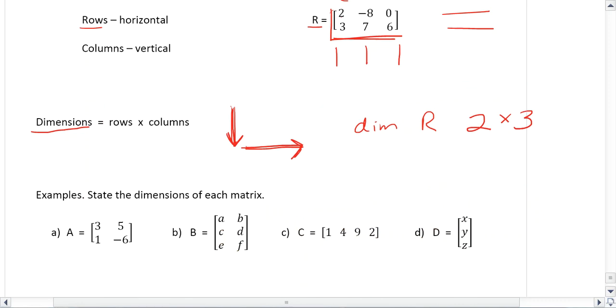All right, let's run through some examples here, stating the dimensions of each matrix. So A, count down 2 and over 2, so A is a 2 by 2 matrix. Matrix B here, we'd count down 3 and over 2, it's a 3 by 2. This is a 1 by 4, and matrix D here is a 3 by 1.